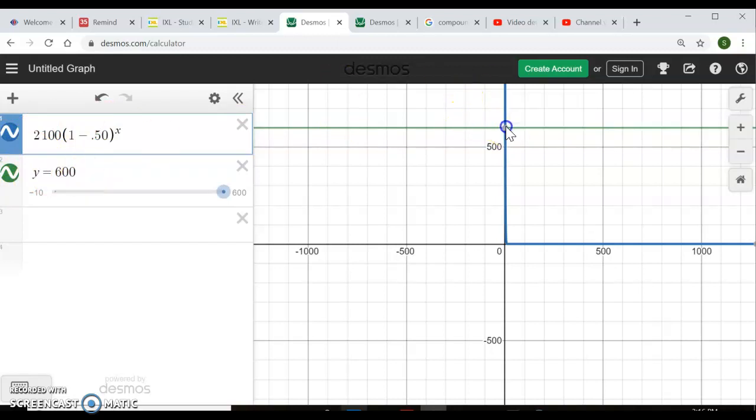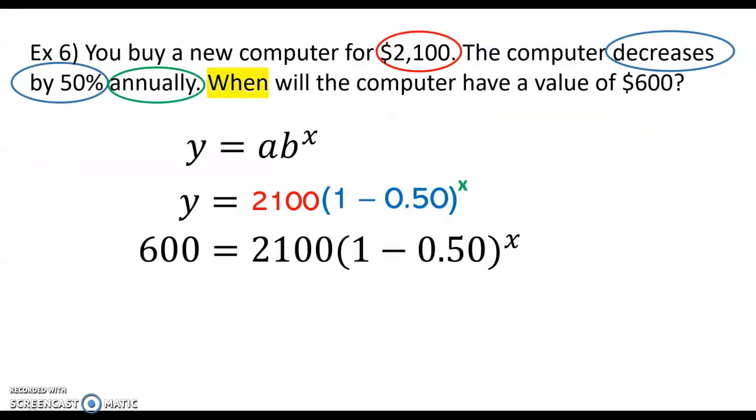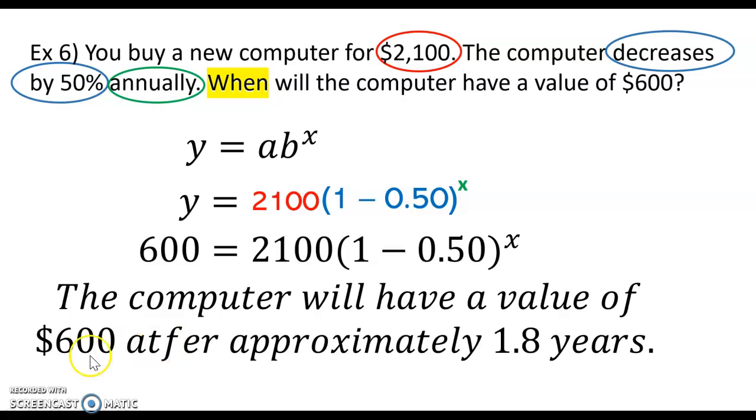The point of intersection is the solution. Therefore, the solution, or the value of x, is 1.807 rounded to 3 decimal places when y equals 600. So my answer for x is approximately 1.8. The computer will have a value of $600 after approximately 1.8 years. This is the end of the examples found on page 10.